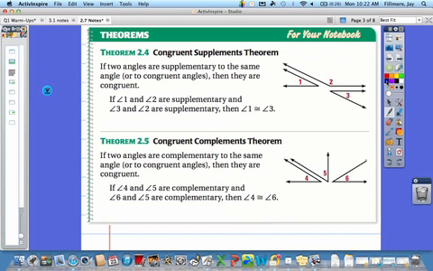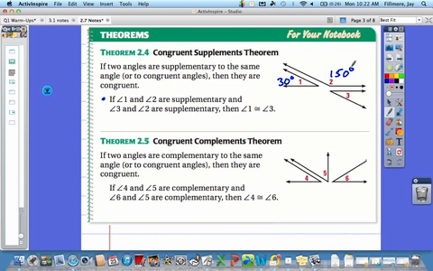So as an example, looking at the picture on the right, if angle 1 and angle 2 are supplementary, and angle 3 and angle 2 are supplementary, then angle 1 is congruent to angle 3. So two things I want to point out. One, let's do a concrete example. Let's say that angle 1 is 30 degrees. Well, looking at our first statement, if angle 1 and angle 2 are supplementary, knowing they should add to 180, then angle 2 must be 150 degrees.